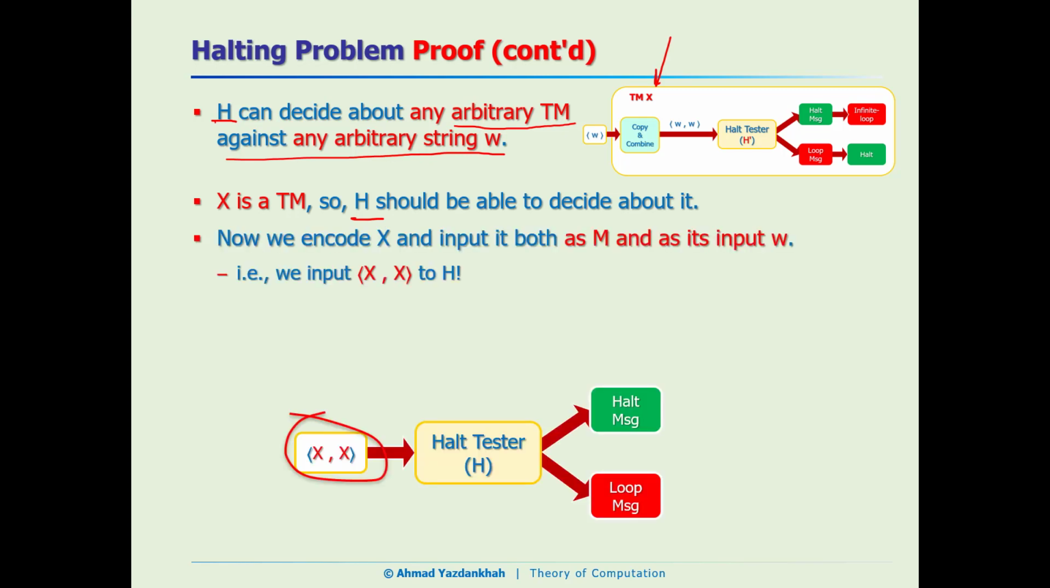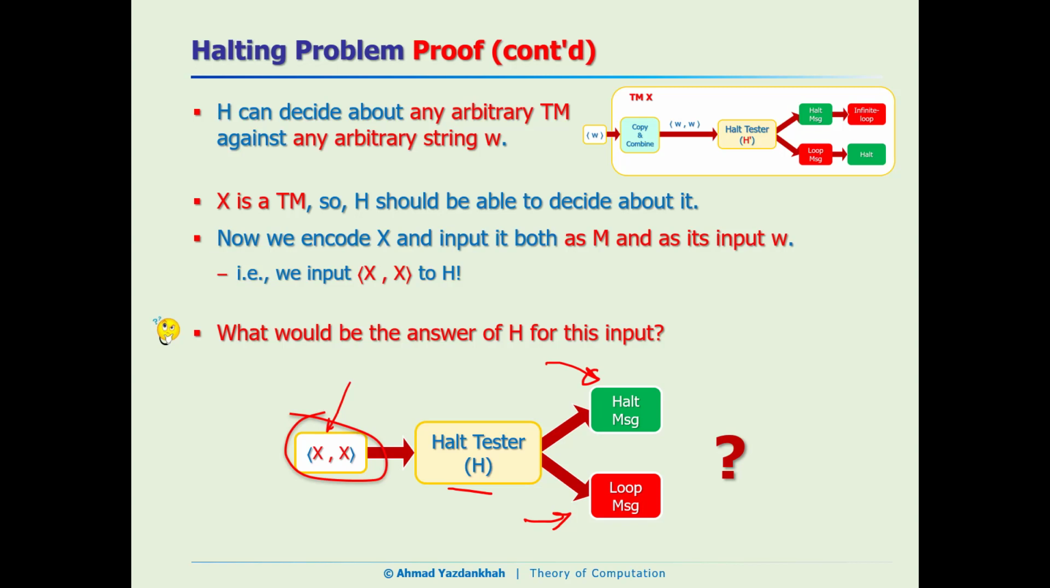If I encode the X and put it here as the Turing machine, M, and also as the string W, because X, when we encode it, it's just a string, right? So I can put it here as the M, I can put it here as the W. What do you think this H answers to these test cases that we created? Do you think that it goes to halt or it goes to the loop? I want to show you that it goes to a contradiction.